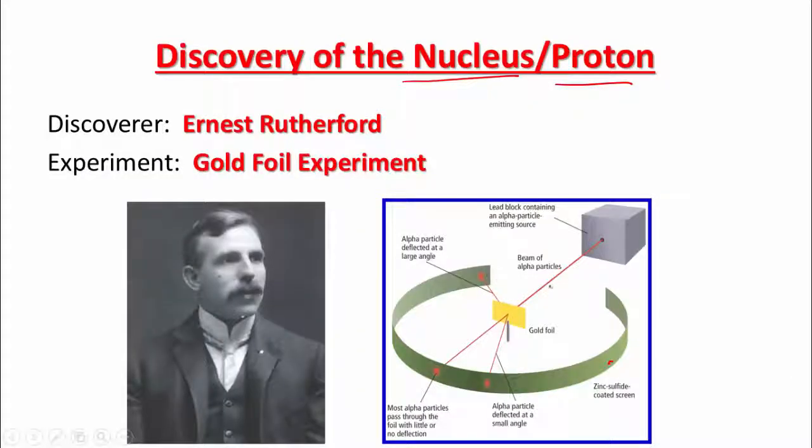Alright, and so that's the gold foil experiment. Some big ideas here again. So we're shooting positively charged particles at this beam of gold foil, and basically a lot of particles go through and some get deflected there.